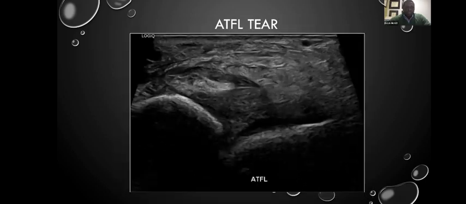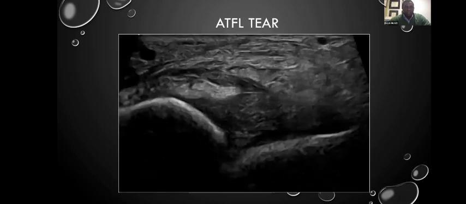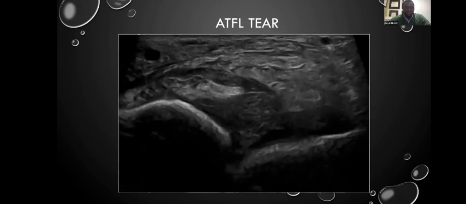So here's another example of an ATFL injury. Now we definitely see parts of the ligament. However, it looks a little fuzzy, and I'm not seeing it too well. Here, I'm assuming it's probably a higher energy injury, but I don't like assuming. How can I confirm what type of injury this is, whether it's a partial or complete tear? Once again, we're going to do the plantar flexion.